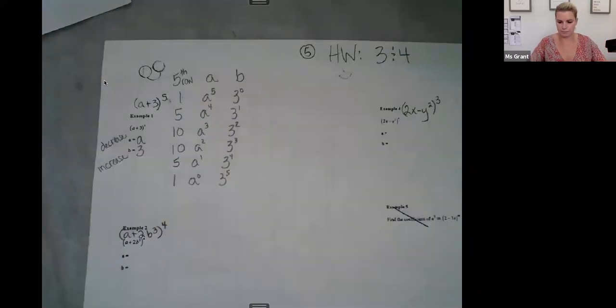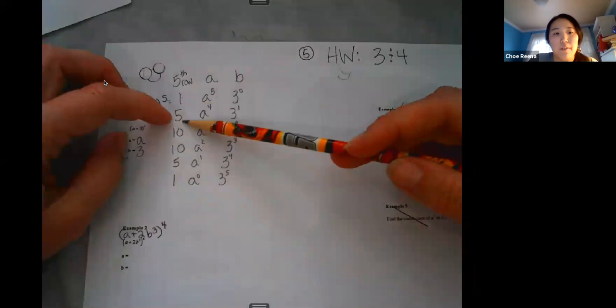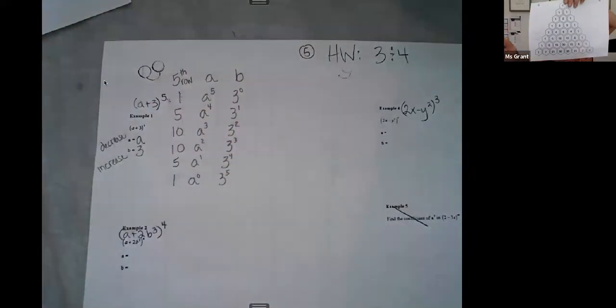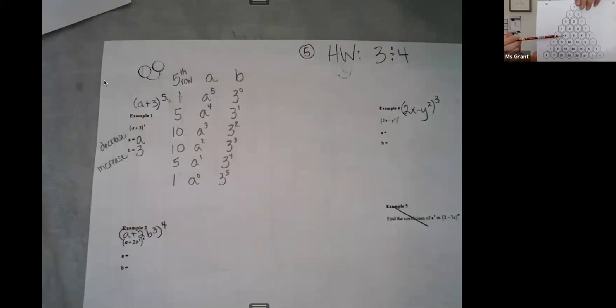Rena, question. For the 5th row, how do you get those numbers? 5, 10, 10, 5, 1. Oh, here. Look at the 5th row. 1, 5, 10, 10, 5, 1. This exponent means that I use this row. If I were going to the 4th, I would use this row. 6th power, I would use the 6th row.